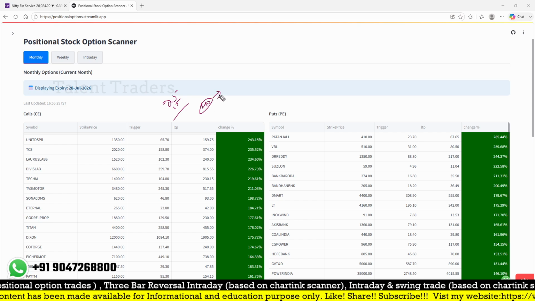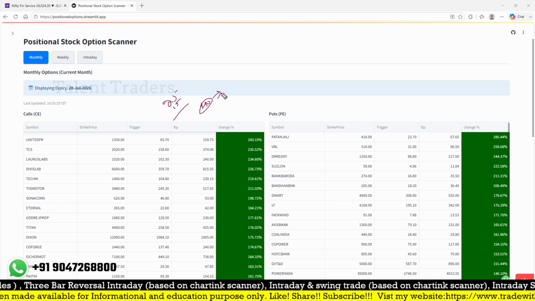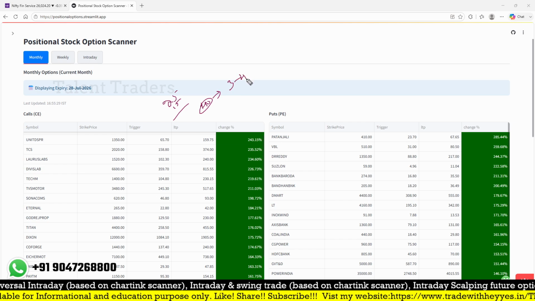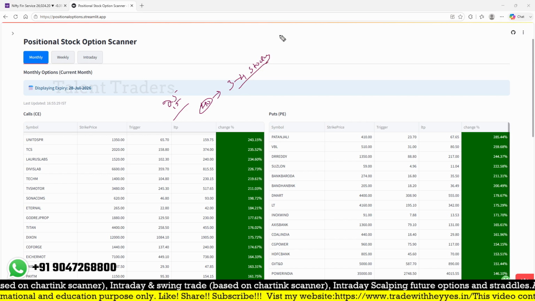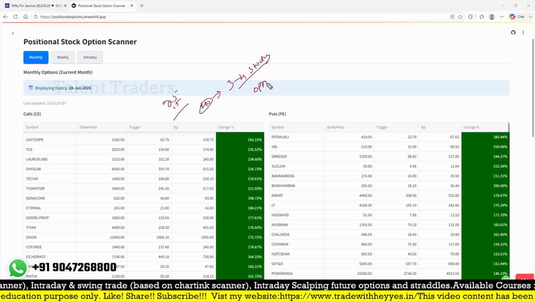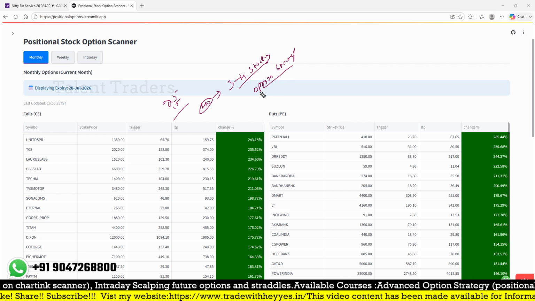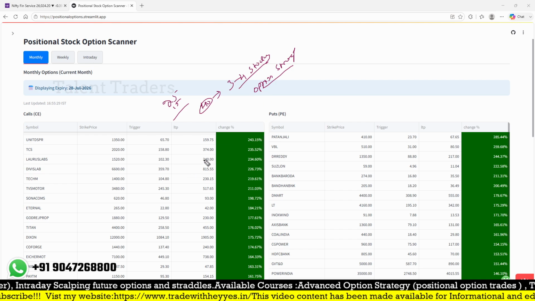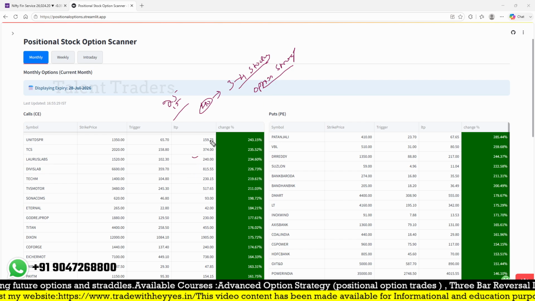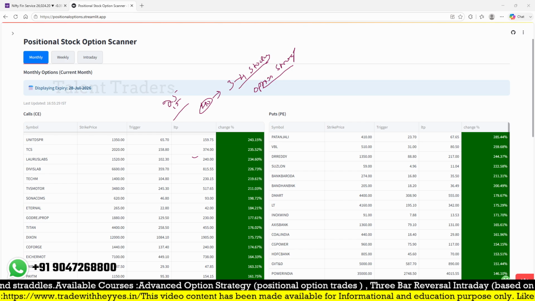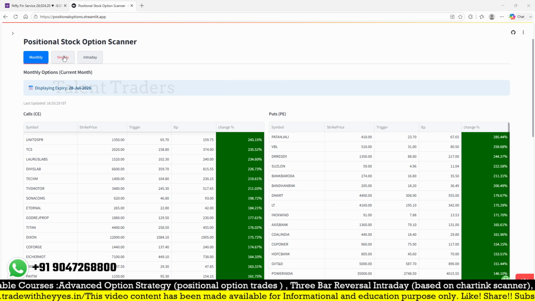Our main logic is to find some 3 to 4 stocks for the entire month. That is the logic which we are going to learn in our option strategy course. After understanding that particular concept, we can pick the stocks from this list. It is the same concept which you apply in our weekly based strategy.